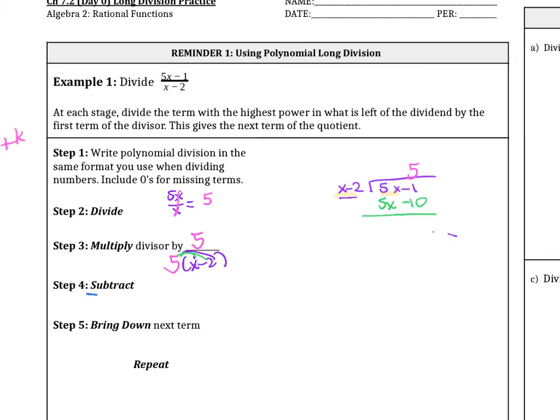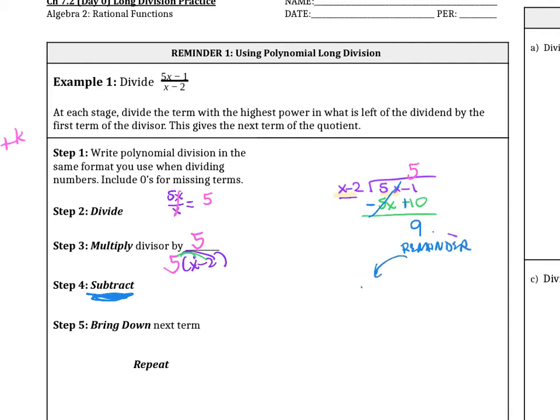The next step is to subtract. When you subtract, you're just changing the sign. So you change the sign to opposite. So now that's a negative, and so the very first term should cancel out. Then this is negative 1 plus 10, which is a positive 9. Now, as a reminder, that is our remainder, and that goes over the divisor.